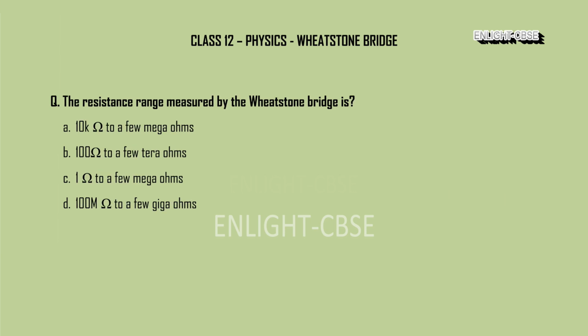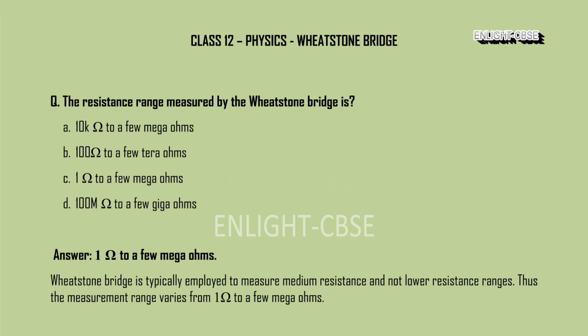Question: the resistance range measured by the Wheatstone bridge is A. 10 k ohms to a few mega ohms. B. 100 ohms to a few tera ohms. C. 1 ohm to a few mega ohms. D. 100 mega ohms to a few giga ohms. Answer: 1 ohm to a few mega ohms. Wheatstone bridge is typically employed to measure medium resistance and not lower resistance ranges. Thus the measurement range varies from 1 ohm to a few mega ohms.